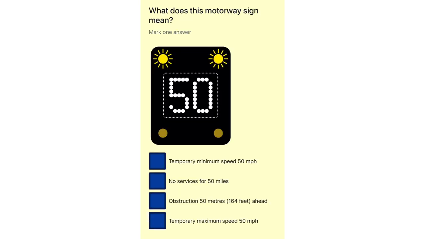What does this motorway sign mean? Temporary minimum speed 50 miles per hour. No services for 50 miles. Obstruction 50 meters, 164 feet, ahead. Temporary maximum speed 50 miles per hour.